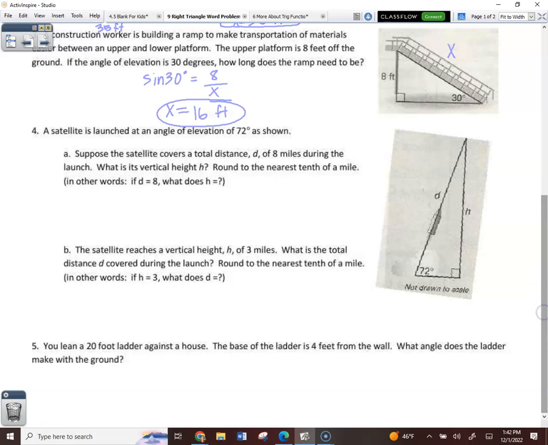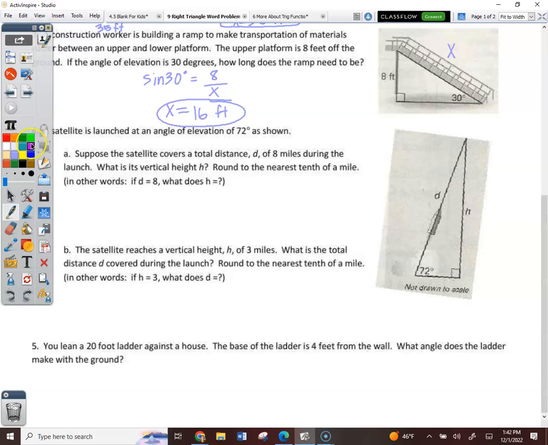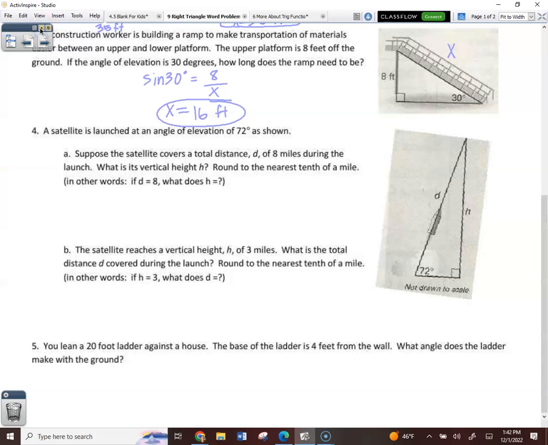All right, so here's the answers. Can you just write the equation? No, I need to see the work. I need to see your trig function. So this one is, let's see, I'll just write it right next to it. 7.6 miles. This one's 3.2 miles.